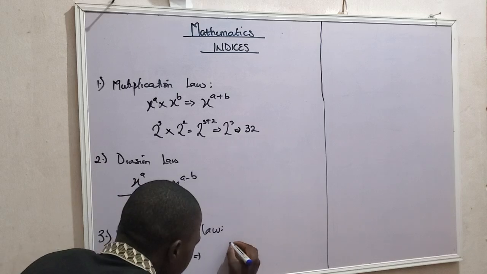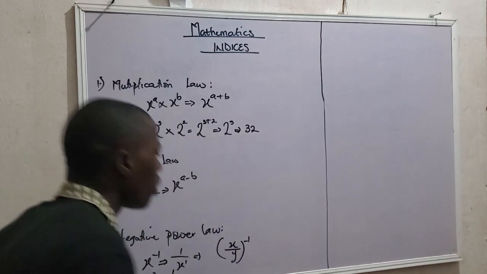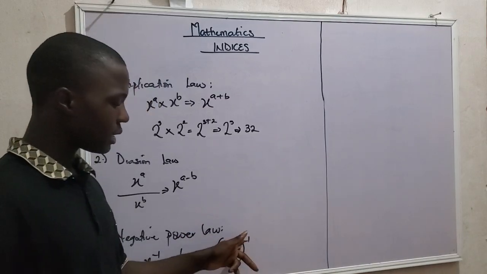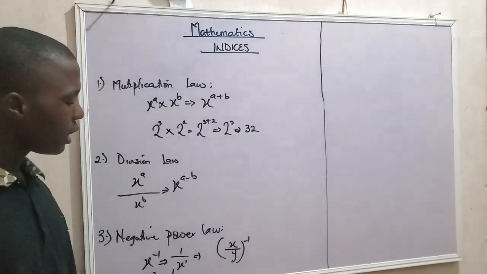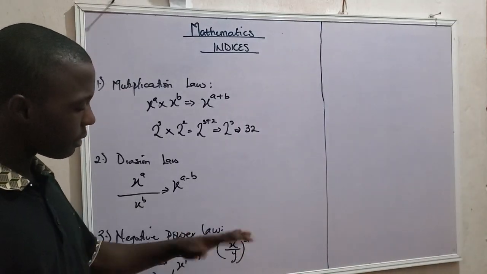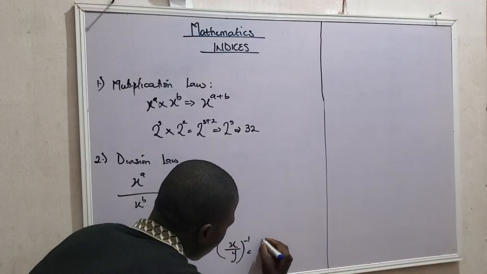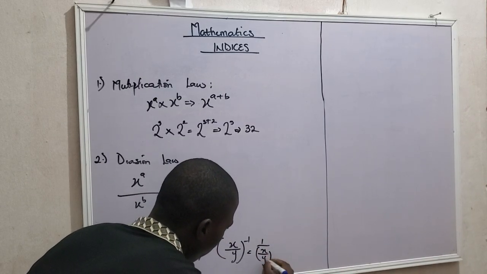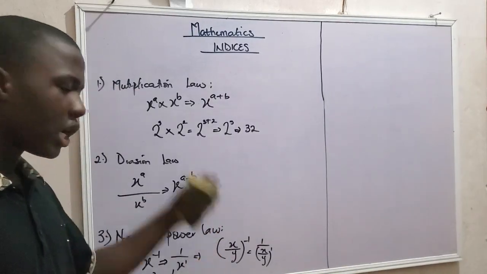Also, if we're having, let me say, x all over y raised to the power of -1, what do we do in such a case here? Now, I told you that the minus here simply means 1 all over this same fraction. Because here we're having a fraction, it simply is 1 all over this same fraction, raised to that same power. So here it simply means 1 all over x all over y, raised to the power of 1.